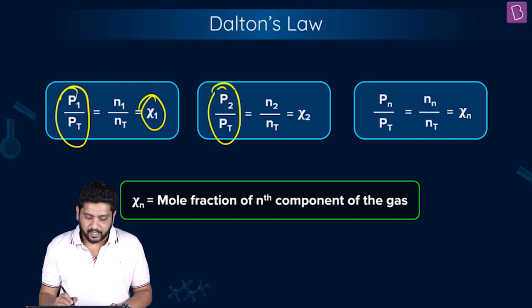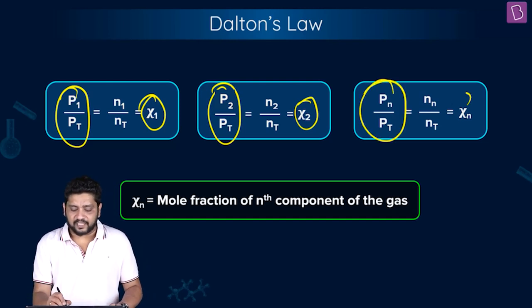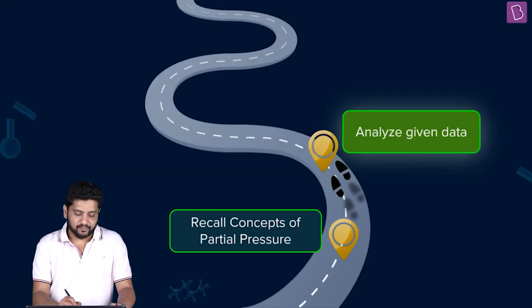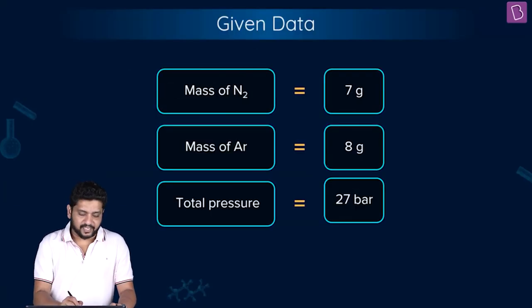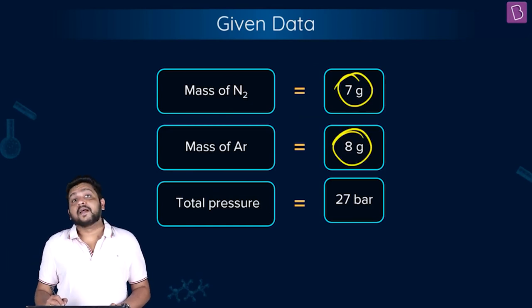Similarly, P2 by PT you can see here is given as X2, and in general Pn by Pt will be equal to the mole fraction of the nth component, right? So here, what did we have? We just had simple nitrogen and argon. Nitrogen gas weight was given, argon weight was given.